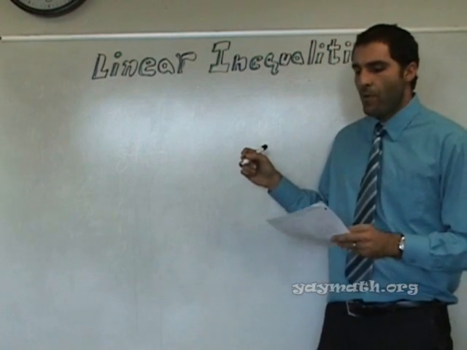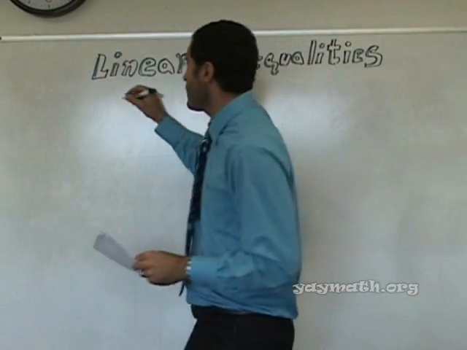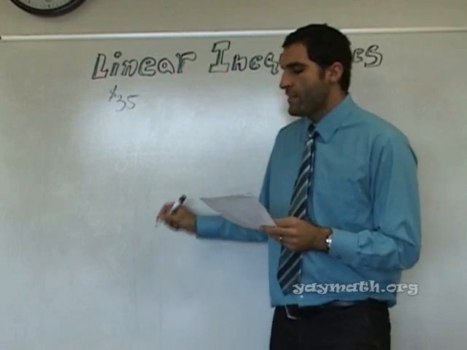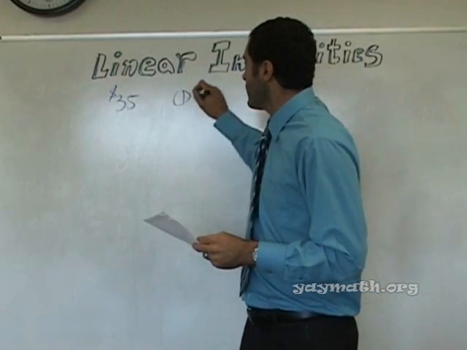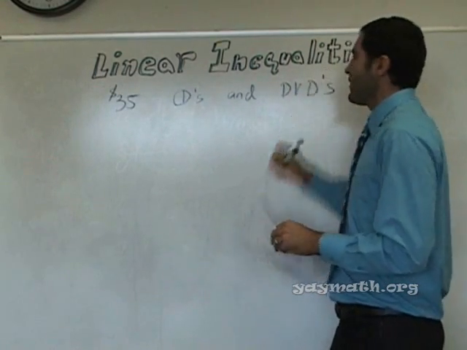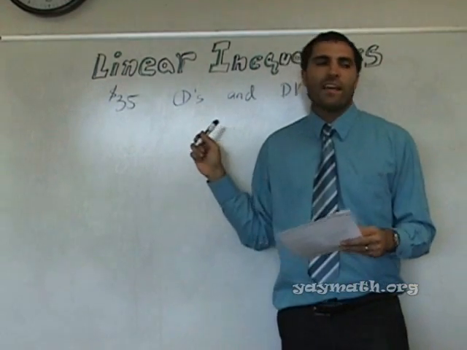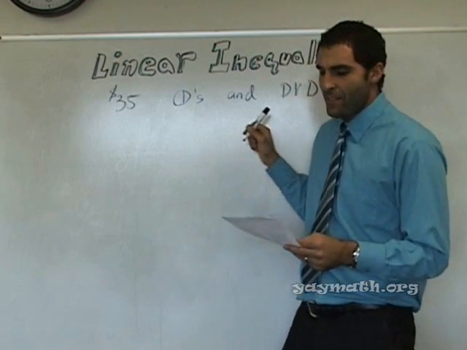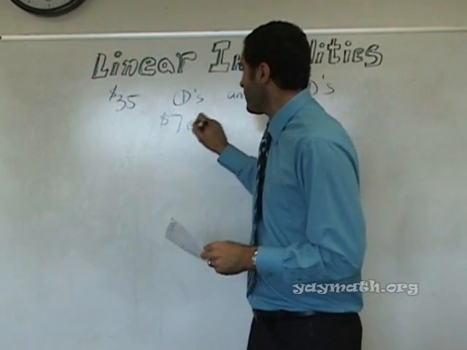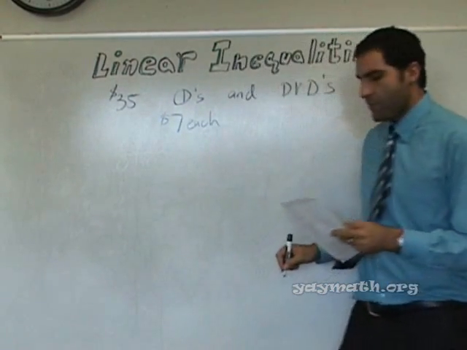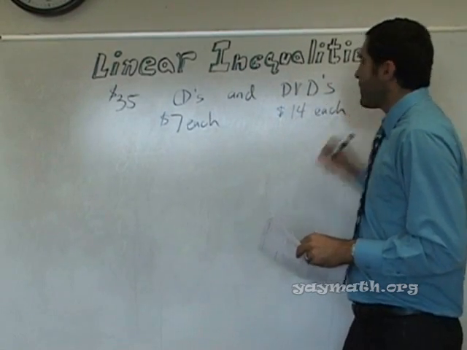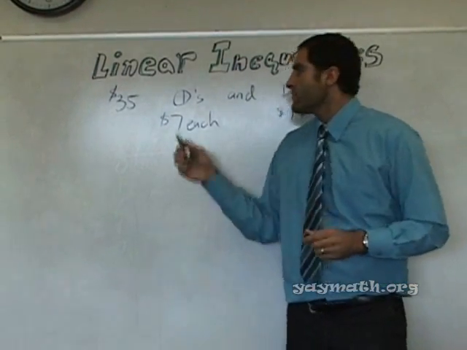So it says, suppose you have $35 to spend on CDs and DVDs. $35 to spend on these two things. Yeah, this is a little outdated. CDs are $7 each. And how much are DVDs? 14. So let's talk about it for a second.